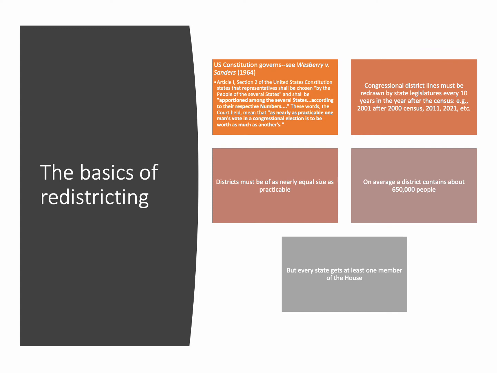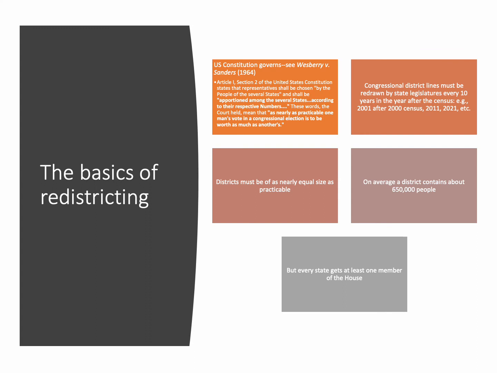Article 1, Section 2 of the Constitution says that representatives have to be chosen by the people of the several states and apportioned according to their respective numbers. And the Supreme Court said that means everyone's vote has to be approximately equal. One person's vote is to be worth as much as another in the House of Representatives. So that means they have to have approximately, very closely, the same number of people in each district. And they have to do that every 10 years.